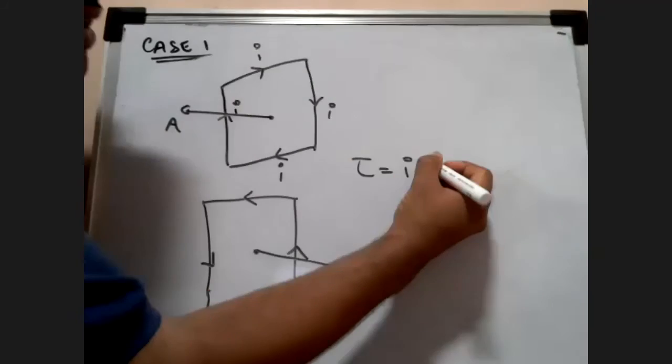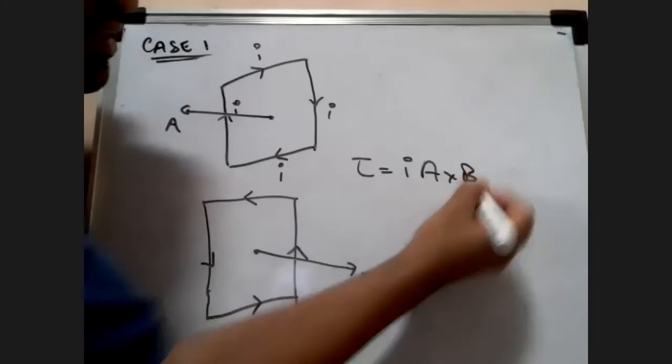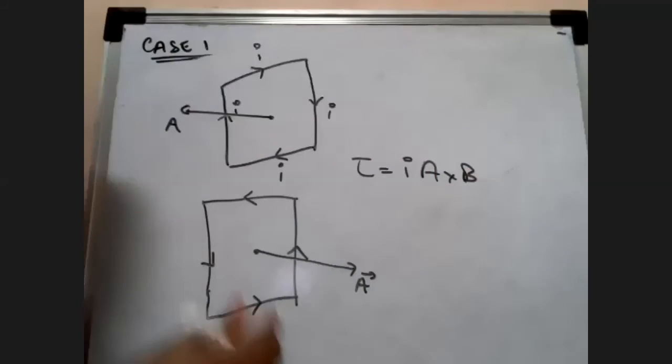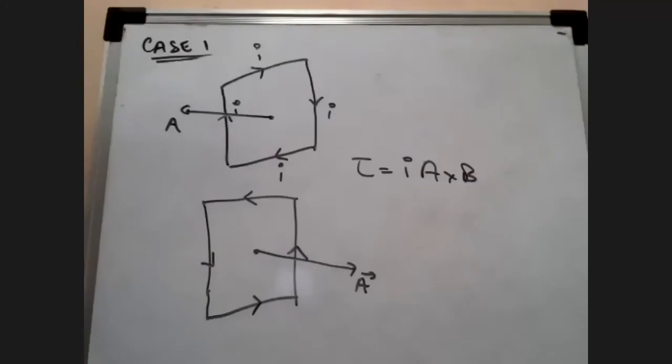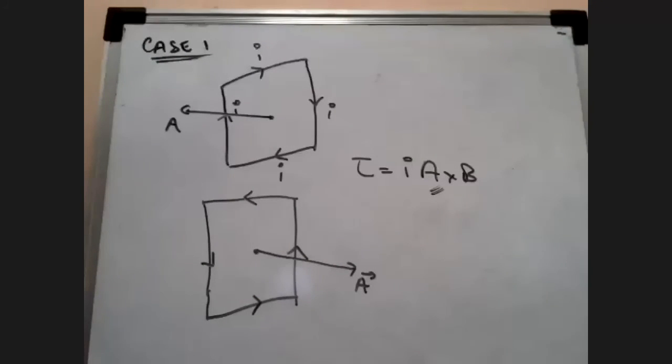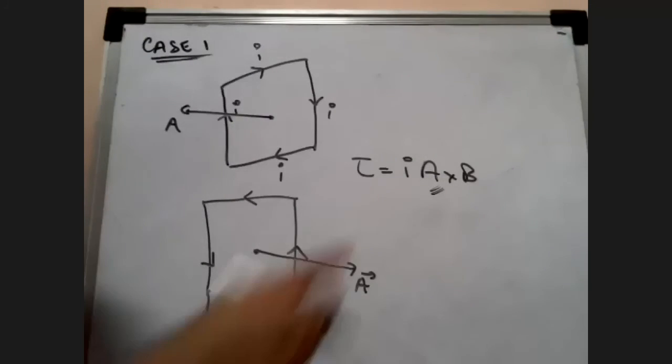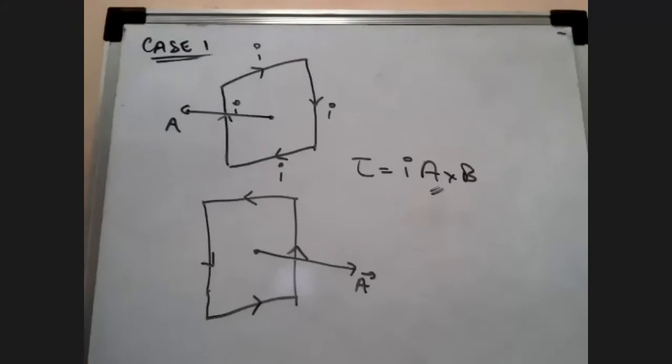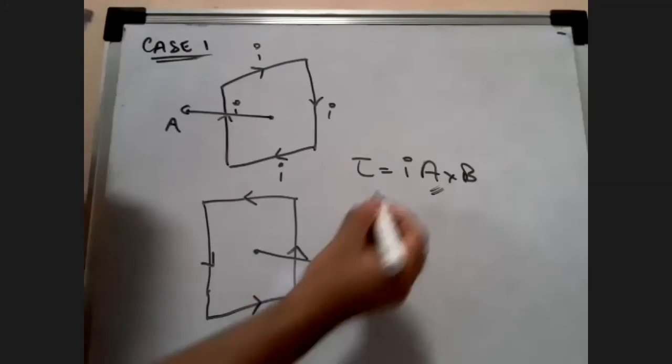In that case, I A cross B, it is very easy to find out. You can find out the area and the magnetic field, but direction is also important, students. So in that case, the area vector's direction is also known, and torque will also be in that same direction. That is why we are looking at the area vector. So how do we find out the direction of the torque?